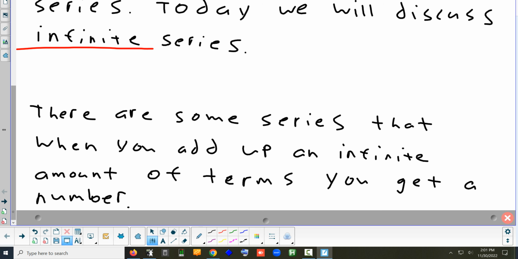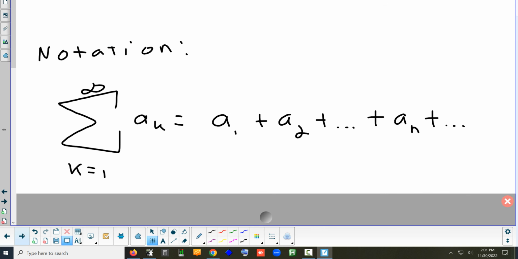So the first thing we want to be able to figure out is, how can you tell if a bunch of numbers actually add up to something? Or what if they don't add up to something? How can you tell?